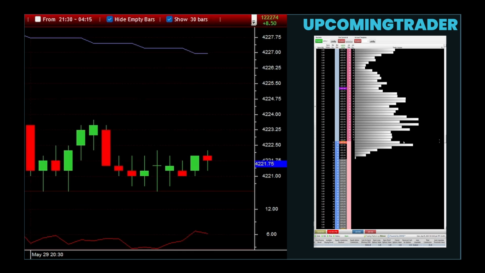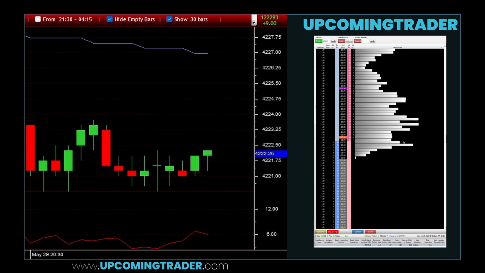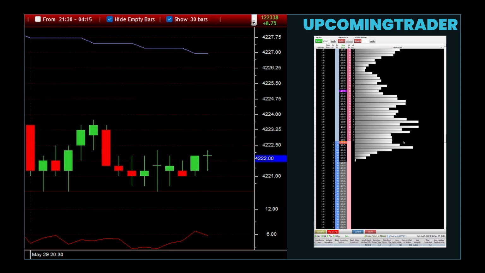Another common pattern is the double distribution profile, where two distinct areas of balance form within the same session, separated by a sharp move. This can signal that the market initially found value at one level, then quickly re-evaluated and established a new area of value at a different price range. Double distribution days often indicate a strong shift in market sentiment, and the area between the two distributions can serve as a critical zone for support or resistance. Traders can use this pattern to predict whether the market will fill the gap between the distributions or continue to build value at the new level.